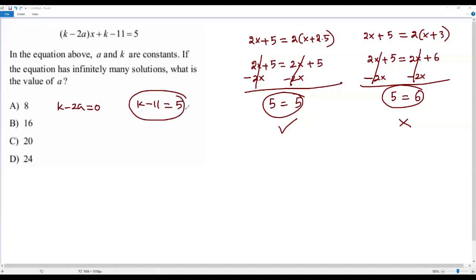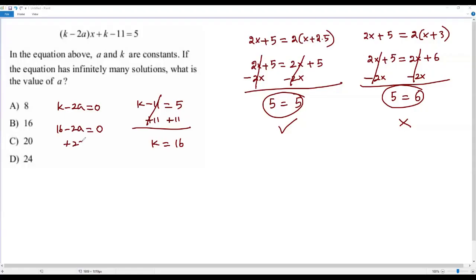Now we can solve for k in this equation. For that, we have to add 11 to both sides. When I do so, the negative 11 and positive 11 will cancel out, and I'm getting k = 5 + 11, which is 16. Now to solve for a, actually our aim is to get the value of a. To find the value of a, we have to plug in this 16 for k over here. Then I'm getting 16 − 2a = 0.